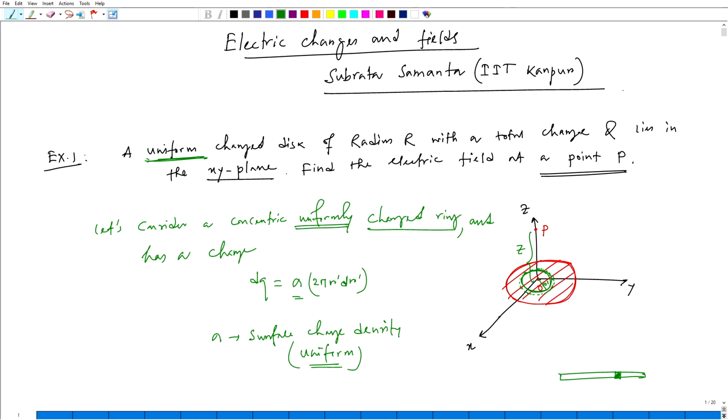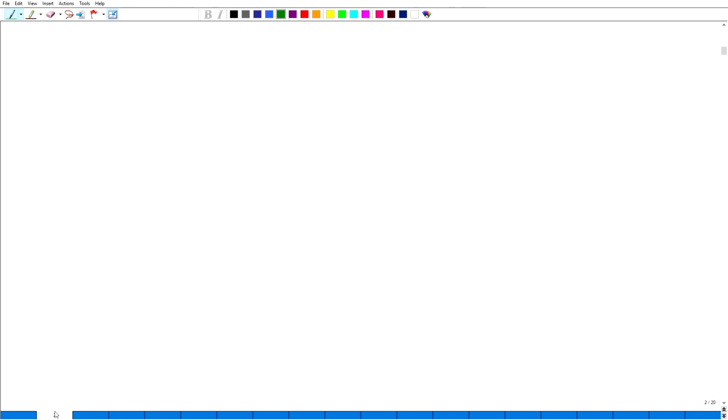If sigma depends on r, then the charge dq of the concentric charged ring also depends on r, but in this case the problem is simple. So, we take the uniform charge distribution.